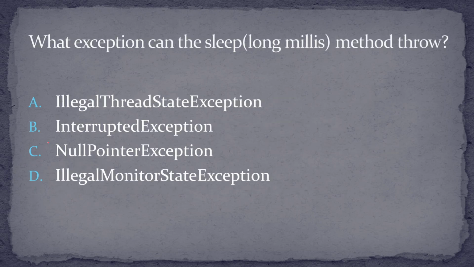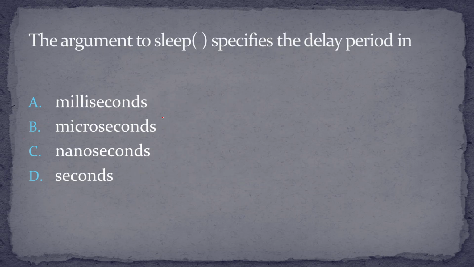So fine, let's move on to our next one, which asks what exception the sleep method, a function with a parameter long millis, can throw. Which exception does it throw? It is actually InterruptedException. Okay, so let's move on to our next one. The argument to sleep specifies the delay period in which unit: seconds, nanoseconds, microseconds or milliseconds? It is actually milliseconds, right?